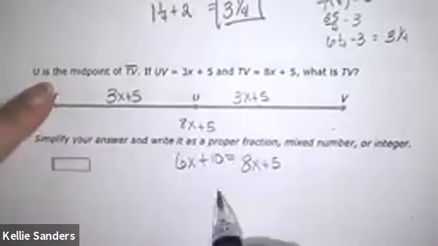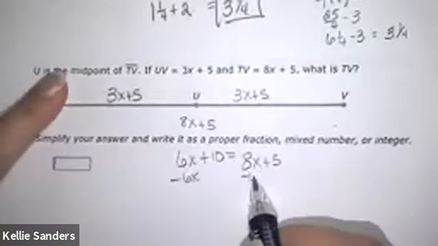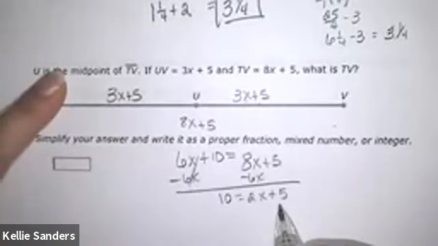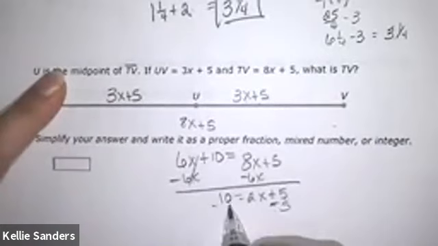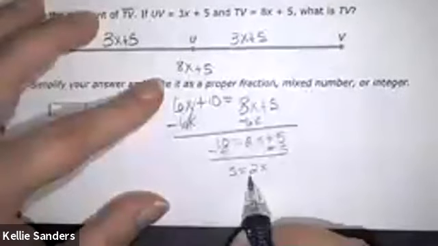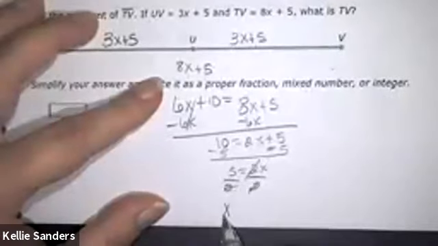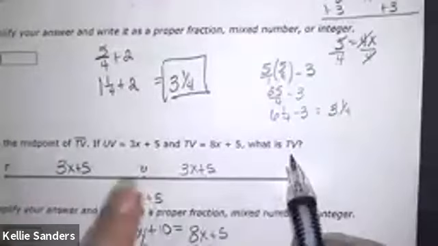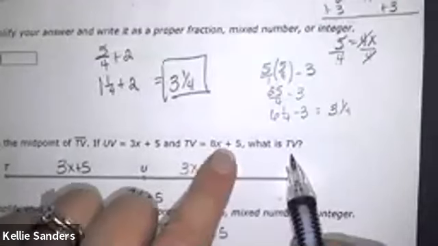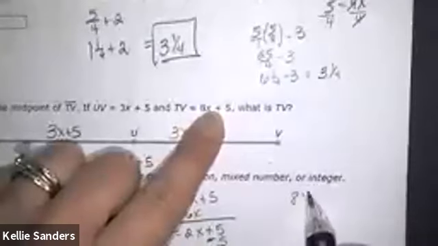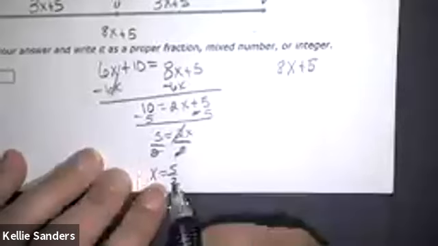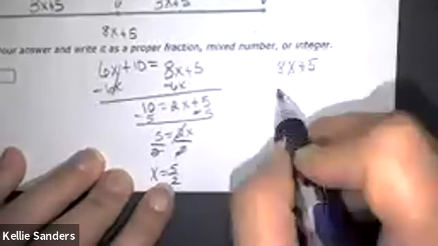8x plus 5. Subtract the 6. Subtract the 5. Divide by 2. X equals 5 over 2. What is TV? TV is 8x plus 5. Put the x back in here.